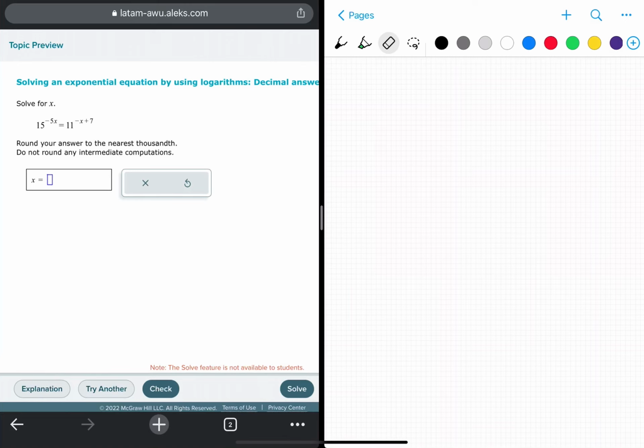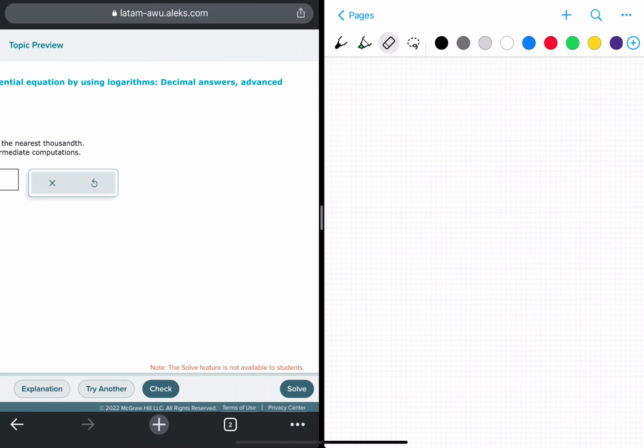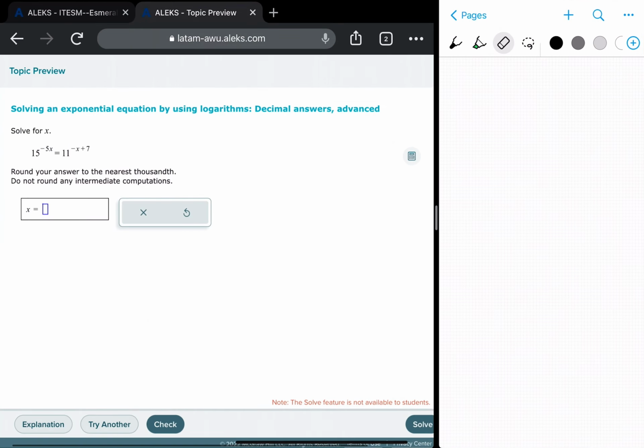So in this exercise, we are given an exponential equation and we have to solve it using logarithms. This is an advanced exercise according to Alex, but it's actually pretty easy. You will see that in a minute. And we have to give the answer in decimal. So we will use the calculator maybe. Yeah, we'll use Alex calculator.